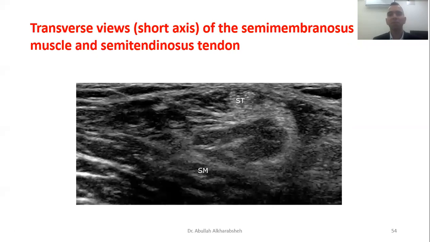This is the transverse view, as we see, for the semimembranosus tendon and semimembranosus muscle. This is the tendon and this is the muscle.